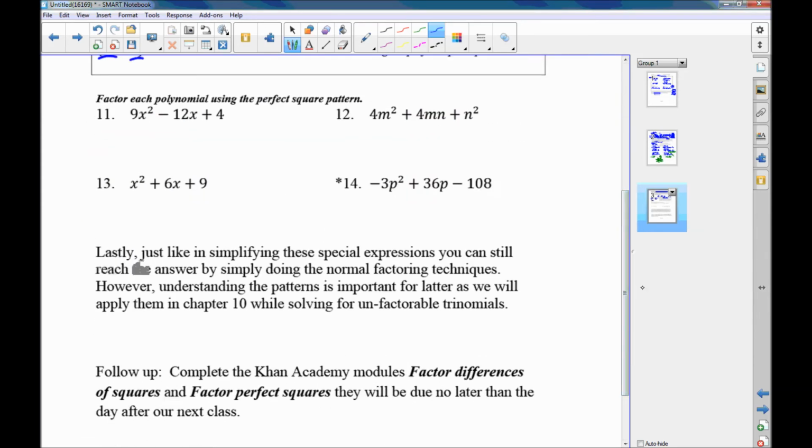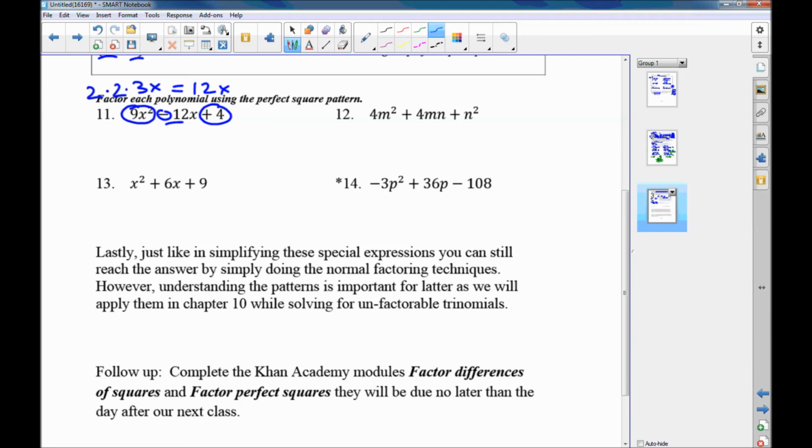Number 11. Factor each polynomial using the perfect square pattern. So here's our tip-off. This is a perfect square, and this is a perfect square. The square root of 9x squared is 3x, and the square root of 4 is 2. If I double that, do I get the middle? And yes, you do. 2 times 2 times 3 makes 12x. The only difference is that subtraction there.